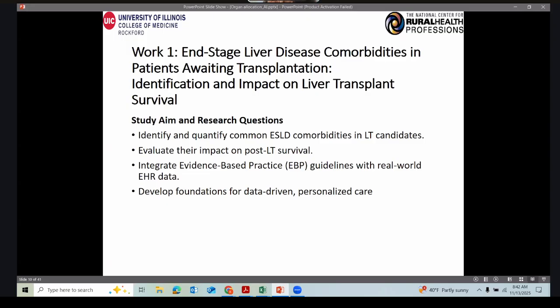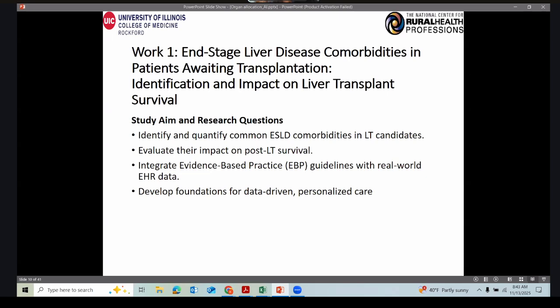Right now the transplantation guidance gives us the general sense of which patients are highest risk, but they don't always match what we see in the electronic healthcare data. So combining the EHR information with established clinical criteria, we can make those guidelines more accurate and reflective of actual patient populations. Finally, the larger goal is to build the foundation for personalized data-driven care.